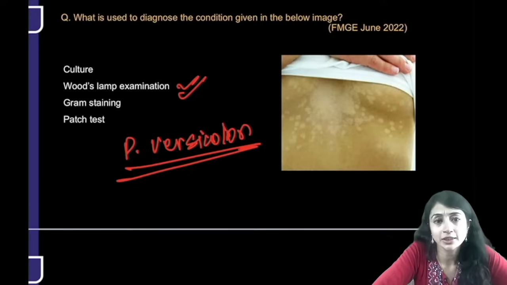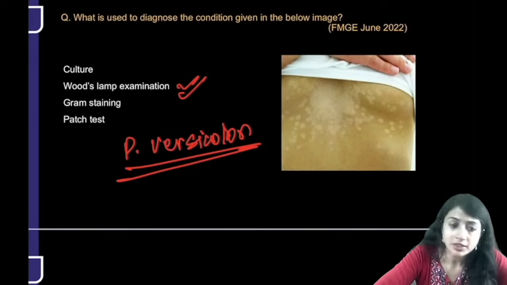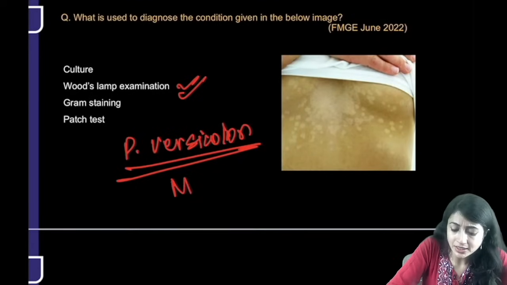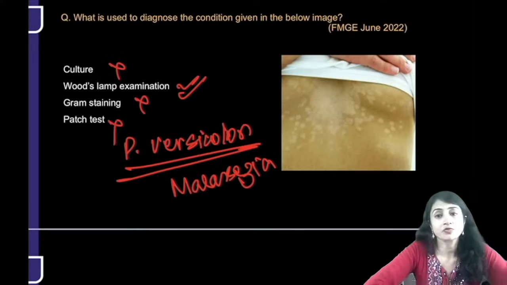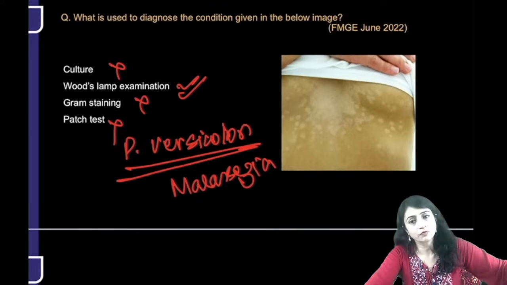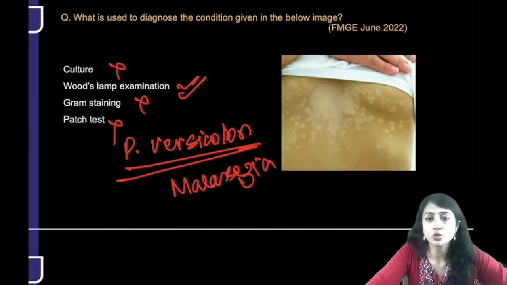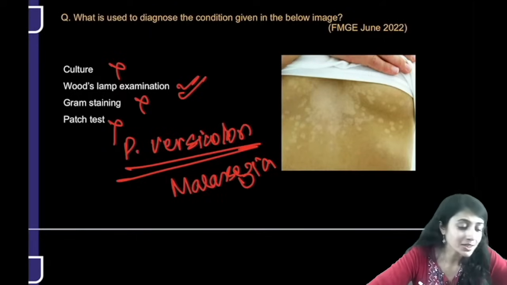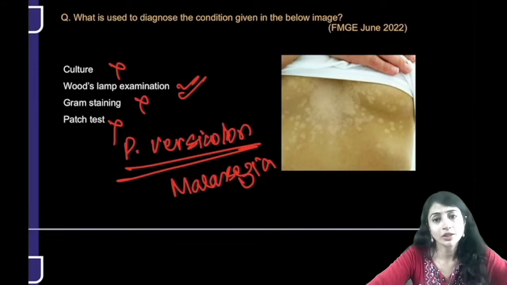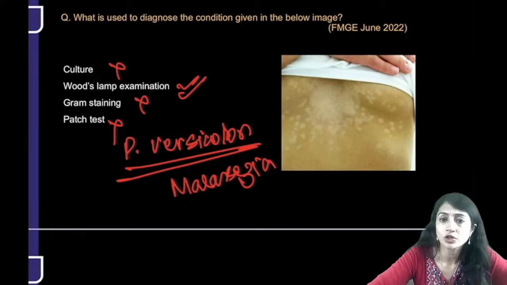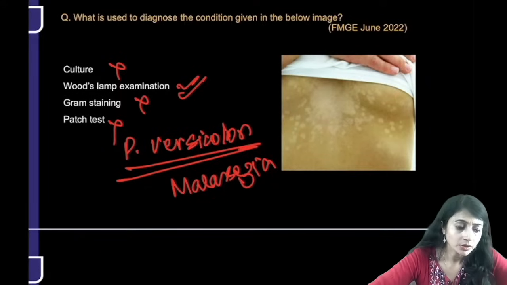the characteristic finding there? Pityriasis versicolor is caused by Malassezia, you are right, which is a fungus, and we do not do culture or gram stain or patch test for it. We do Wood's lamp examination, because it fluoresces under Wood's lamp. But what is the other test that I can do? We can do a KOH mount. Perfect. What do you see on KOH mount in pityriasis versicolor?